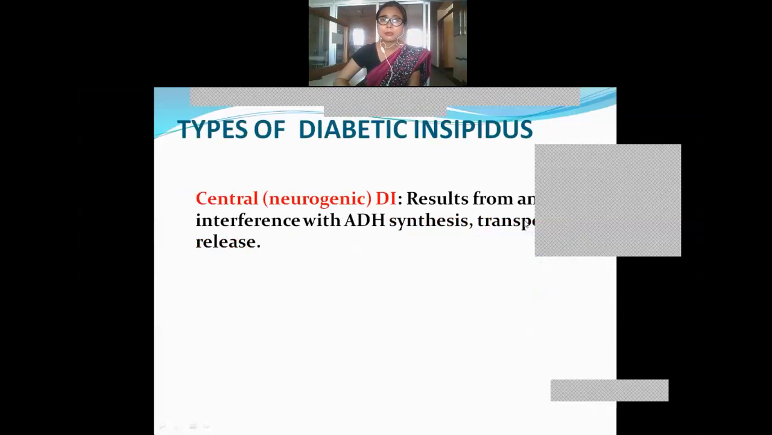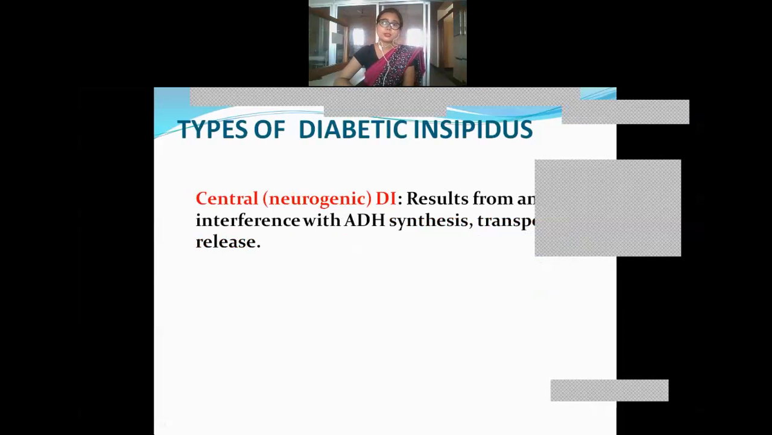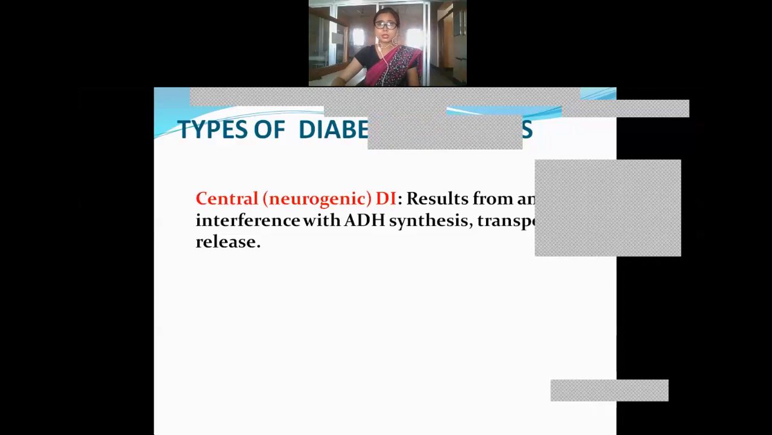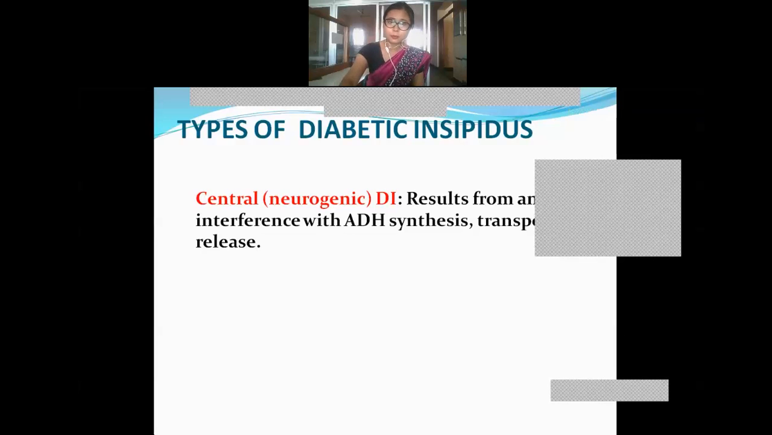Next, types of diabetes insipidus. Diabetes insipidus is of three types. The first one is central or neurogenic diabetes insipidus. This results from an interference with the antidiuretic hormone synthesis, transport, and release. So here the main defect is in the pituitary gland. If the pituitary gland is not producing enough antidiuretic hormone, and it is not transported to the kidney to be utilized by the kidney, that time central diabetes insipidus occurs.